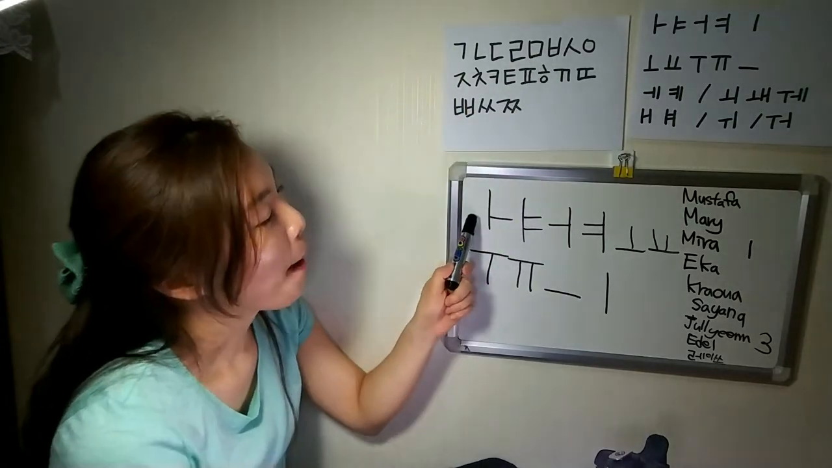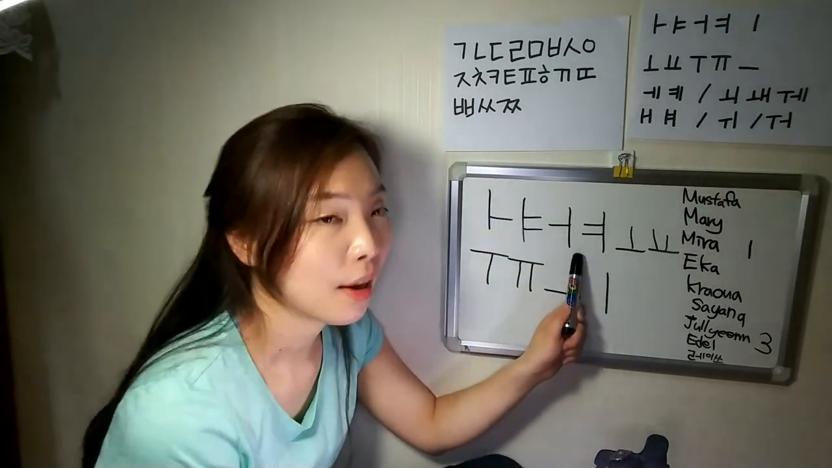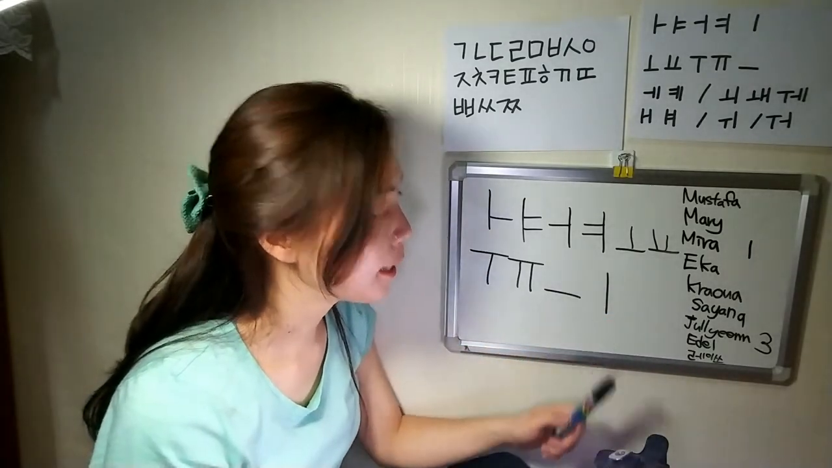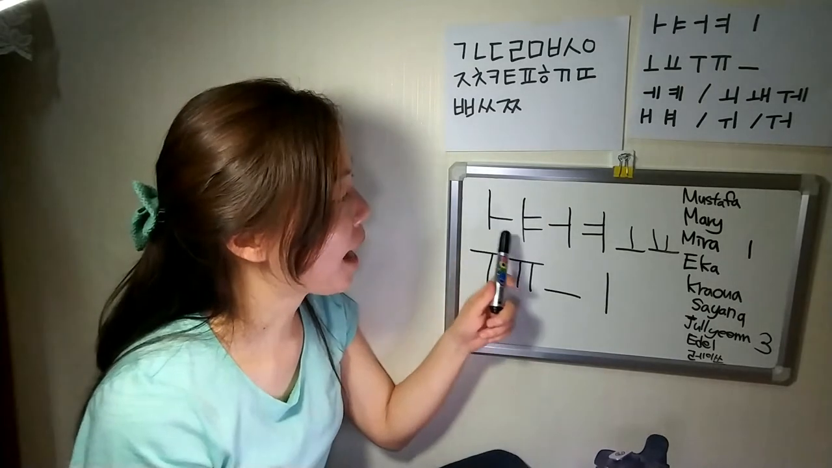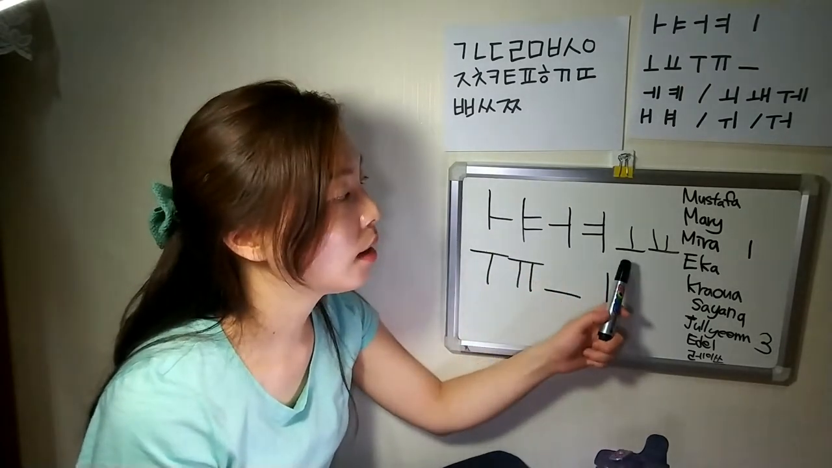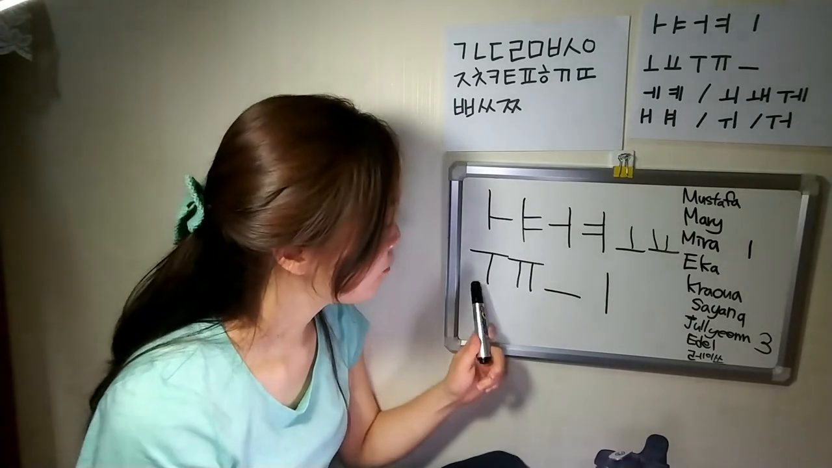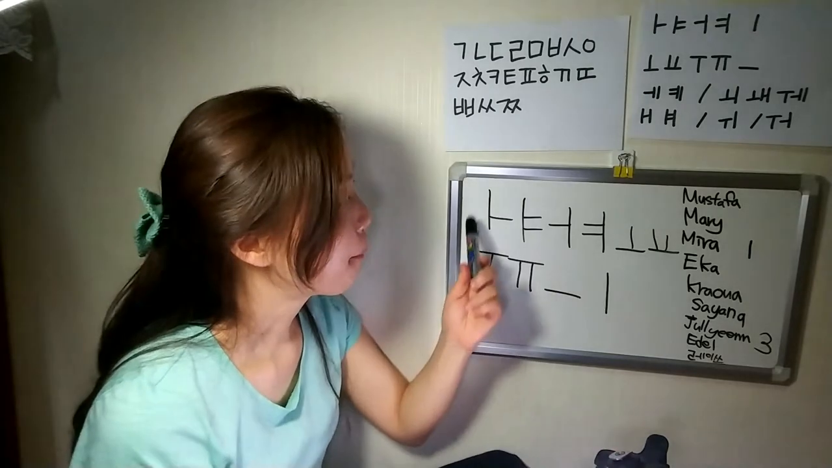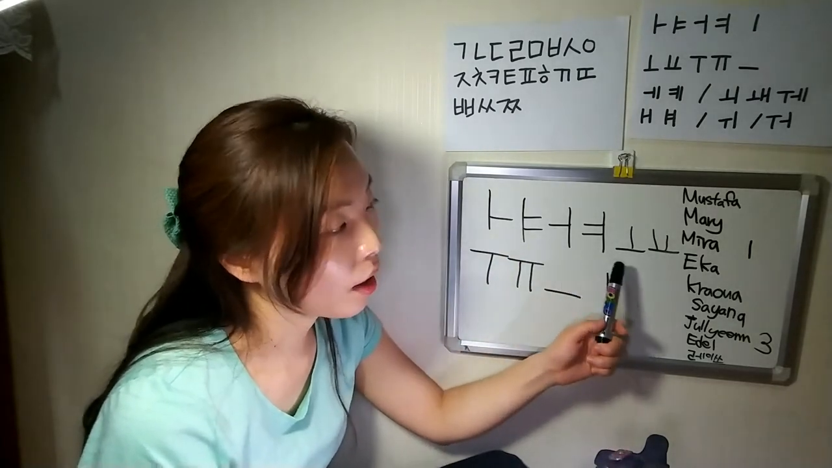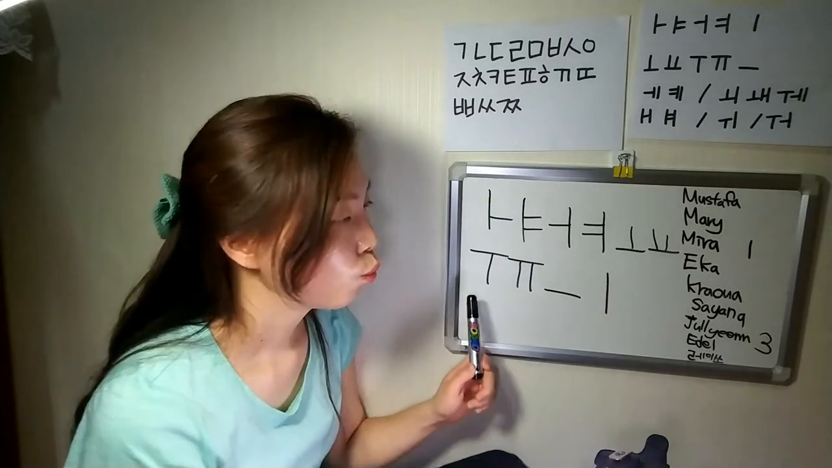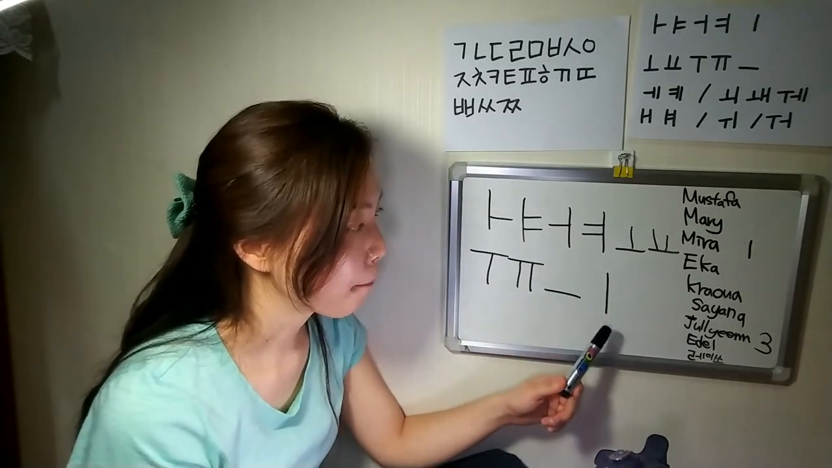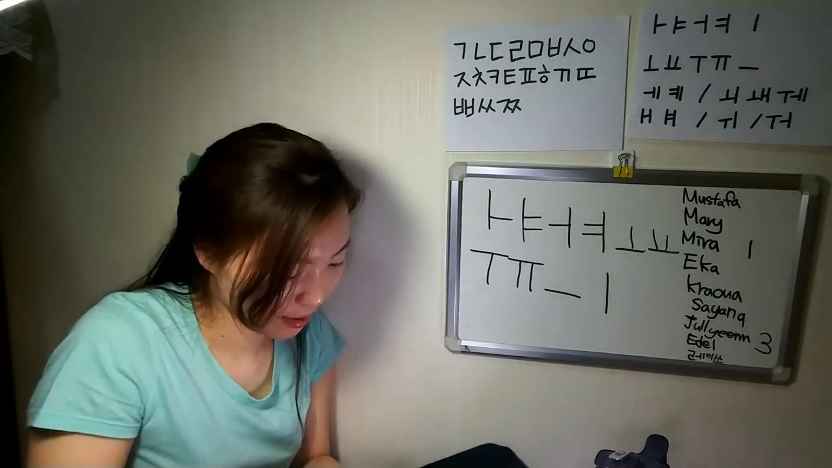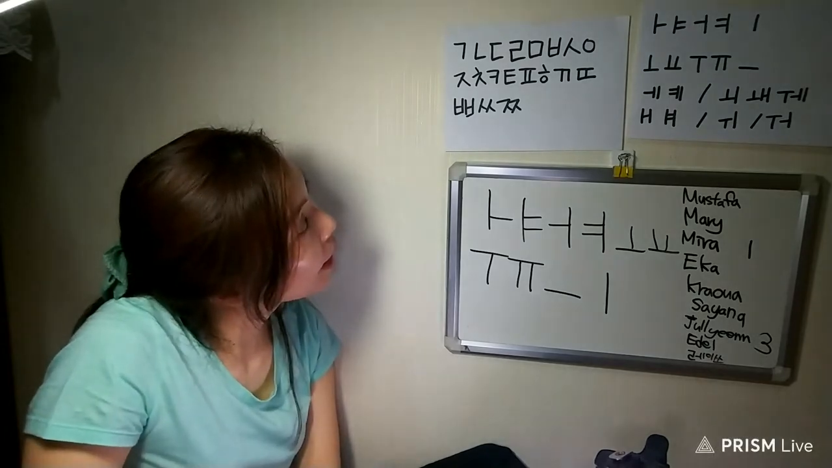I'm joking. Okay, M. Ma, mya, mo, myo, mo, myo, mu, myu, m, mi. Ma, mya, mo, myo, mo, myo, mu, myu, m, mi. 마먀 머며 모묘 무뮤 므미. Now I. Okay.